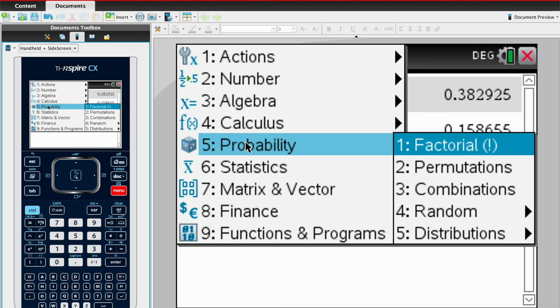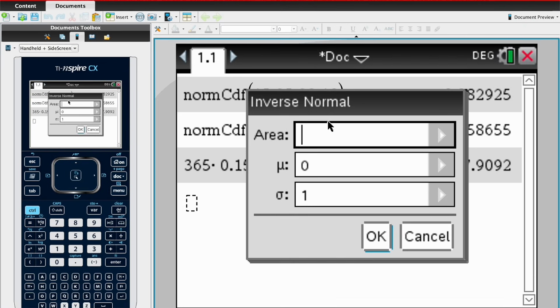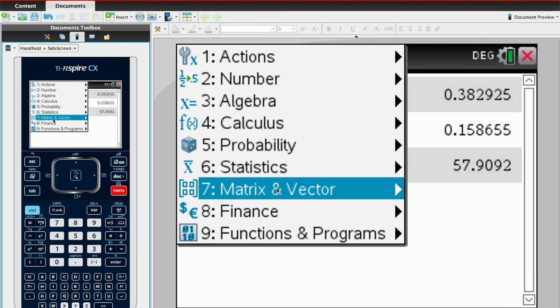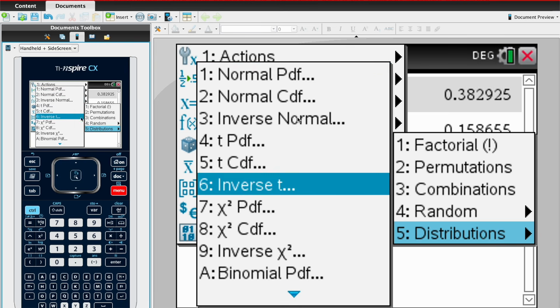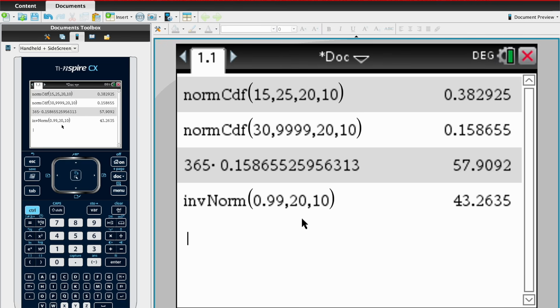Menu, probability, distributions. In this case, we want inverse normal. The area, so remember, the calculator sweeps out from the left to the right. In this case, we want 99%, so 0.99. Mean, once again, is 20. Standard deviation is 10. Not here, guess we'll have to do it again. Probability, distributions, inverse normal. Okay, hopefully it shows up here. There we are.